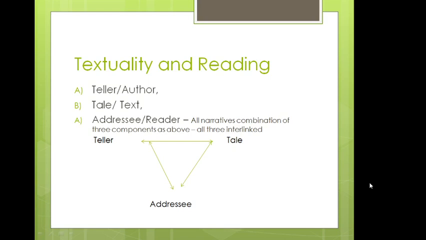But the role of the text or this tale and the importance of this interpretation by the reader is always questioned. There is a set of dilemma associated with it. We'll address that later. And all these narratives are a combination of these three elements, and you know from that diagram, all three are interlinked. Teller tells a tale which goes to addressee, and it connects to the teller as well.